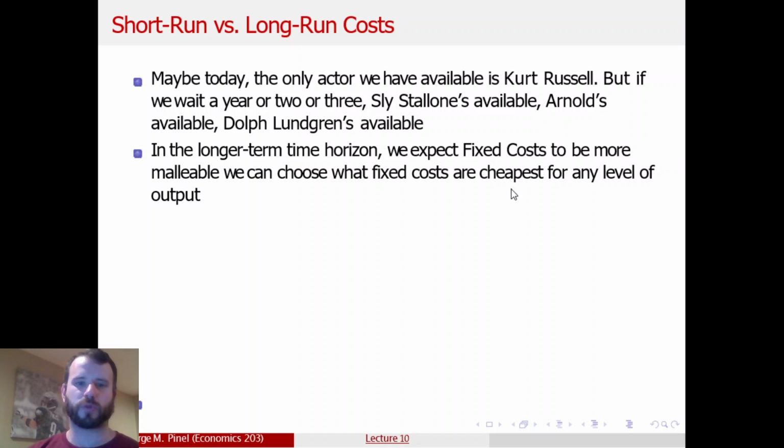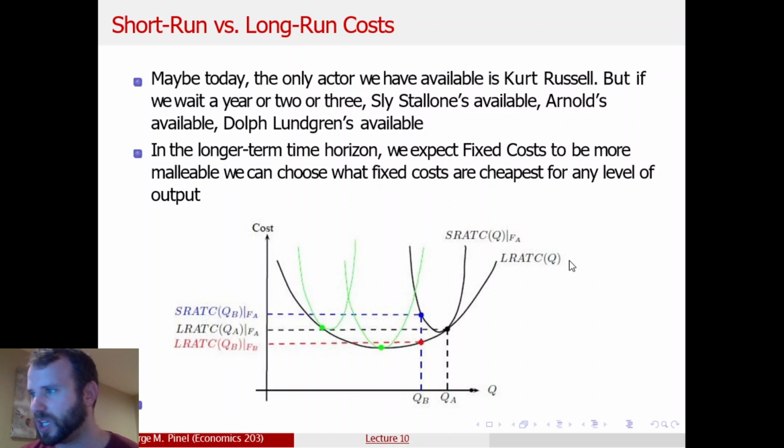So in the longer term time horizon, we expect fixed costs to be more malleable, something that we can change, because we can choose what fixed costs are cheapest for any level of output. So you can choose which actor you want to sign for a particular salary, depending on that salary, in the long run. In the short run, you don't really have that option. Okay, so we distinguish in economics between the short run average total cost and the long run average total cost.